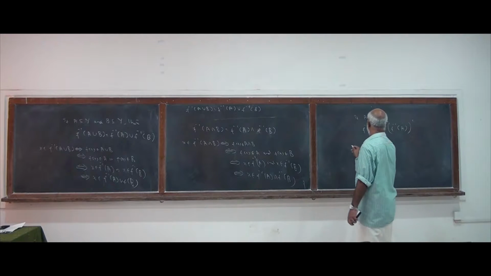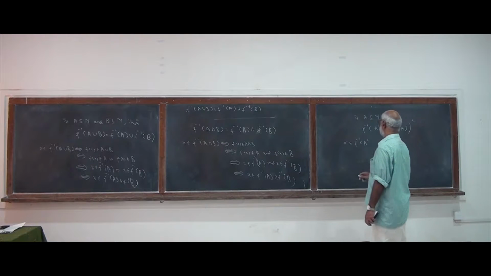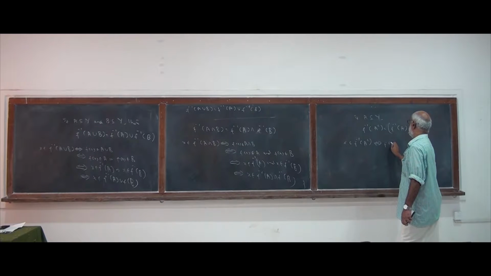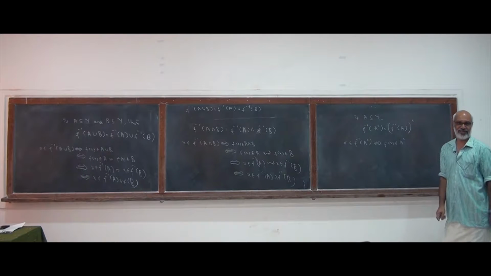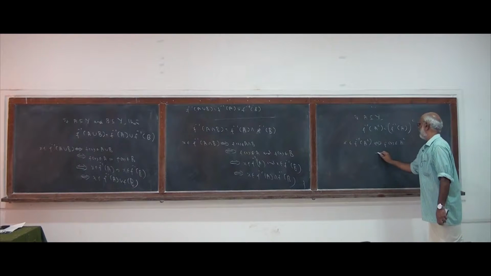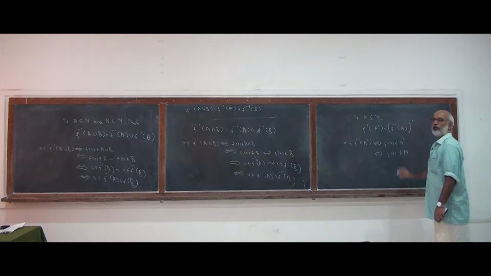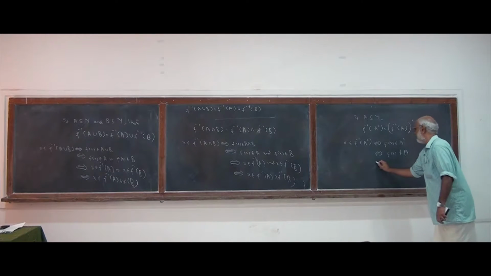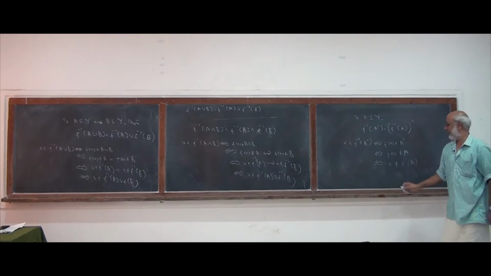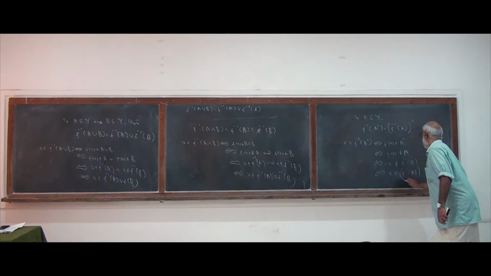This is proved as follows. x belongs to f inverse of A complement if and only if f of x belongs to A complement. f of x belongs to A complement if and only if f of x is not an element of A. And this happens if and only if x is not an element of f inverse of A. And that happens if and only if x is an element of f inverse of A complement.